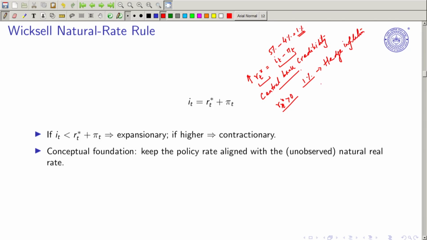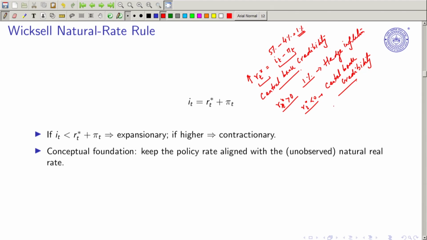But in real life, it is not the case. If the RT star is less than 0, then this creates a big trouble for the central bank credibility, right? Now, what is the purpose here?